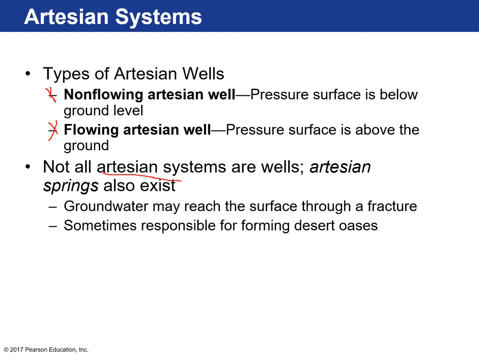Artesian systems sometimes occur naturally. We call them springs. So water just discharges from the ground to create a spring. A lot of springs here in Florida are like that. A lot of rivers here in Florida are spring-fed rivers. And if this happens in the desert, that's where desert oases show up.